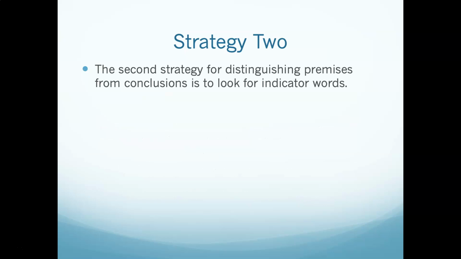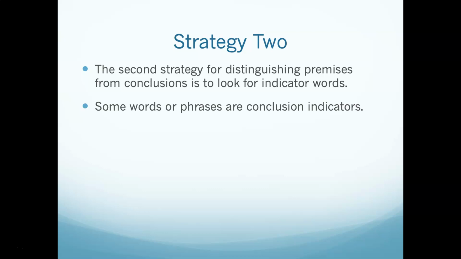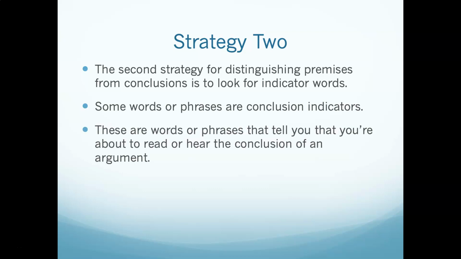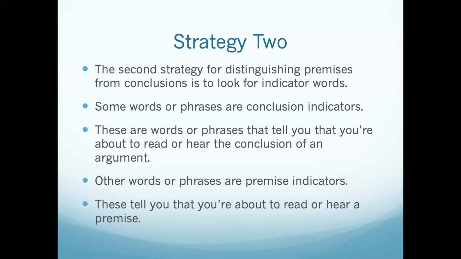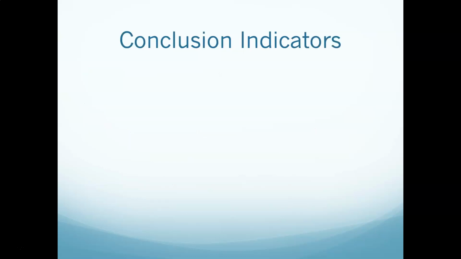The second strategy for distinguishing premises from conclusions is to look for indicator words. Some words or phrases are conclusion indicators, and these are words or phrases that'll tell you that you're about to read or hear the conclusion of an argument. Other words or phrases are premise indicators. These tell you that you're about to read or hear a premise.